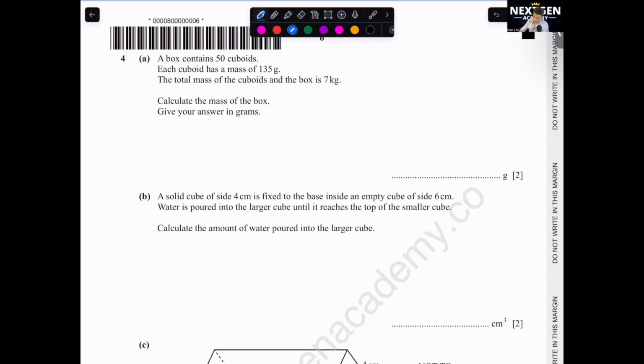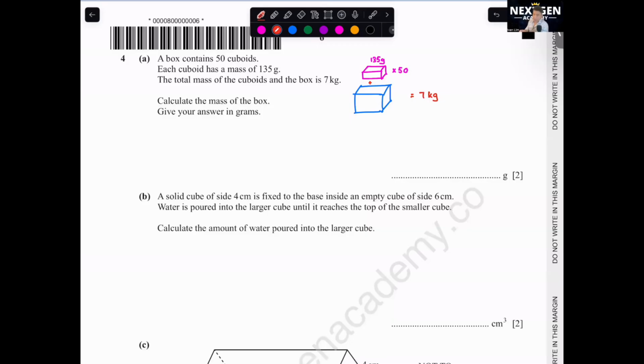To visualize this, what I like to do: you have cuboids first, so little boxes, rectangular shape. You got 50 of these, each of it is 135 gram. And then the total mass of the cuboids and the box. What is this box? Inside this big box, we don't know how the box looks like, but we just draw a big box. Put the cuboids inside here. Both of these added together will be equal to 7 kg. Total is 7 kg.